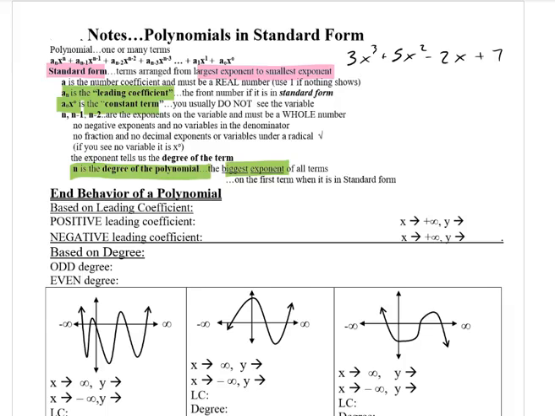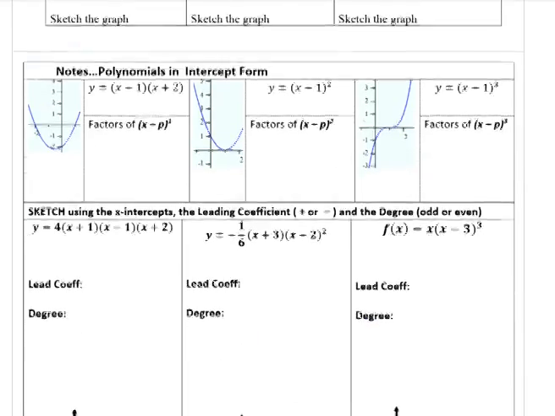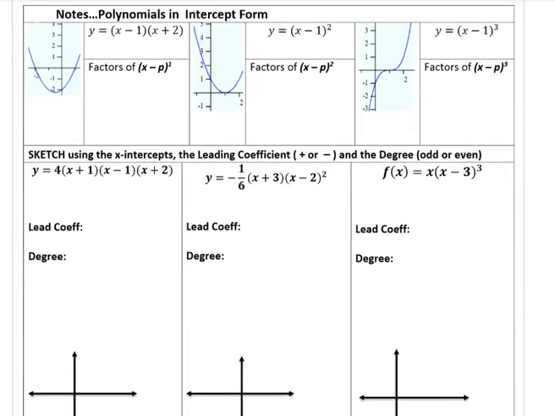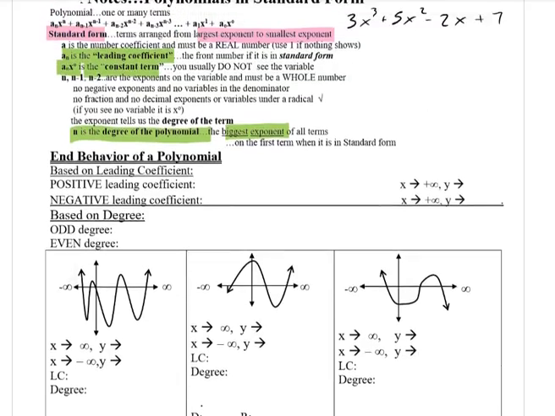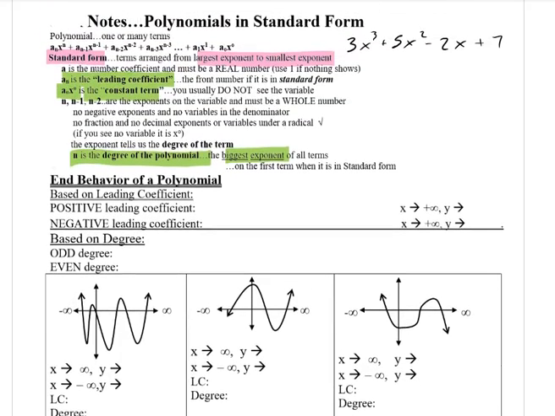Alright, so we're going to be writing polynomials or even sketching graphs from standard form first, and then second would be from intercept form. This whole beginning portion here is just talking about standard form, and it says largest exponent to smallest exponent. There's an example on the right, which I'm showing you here.